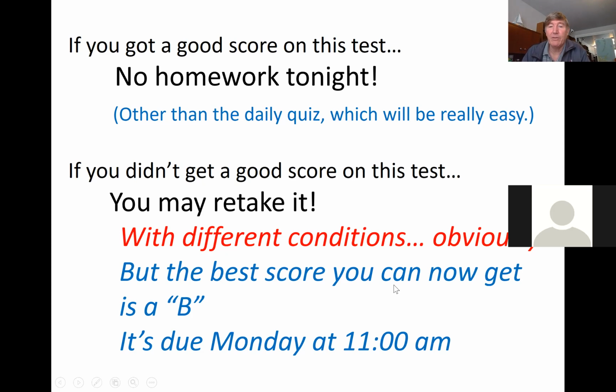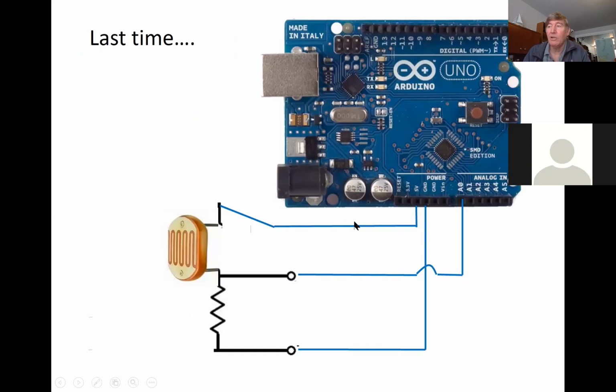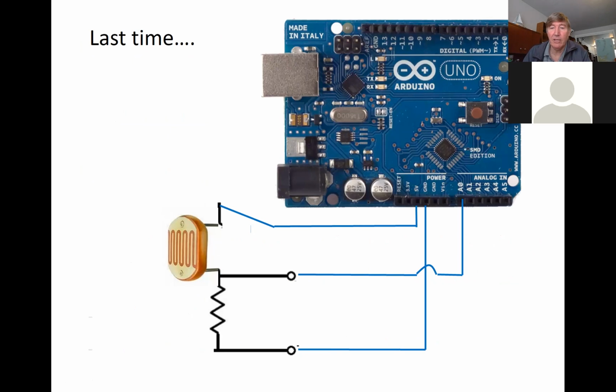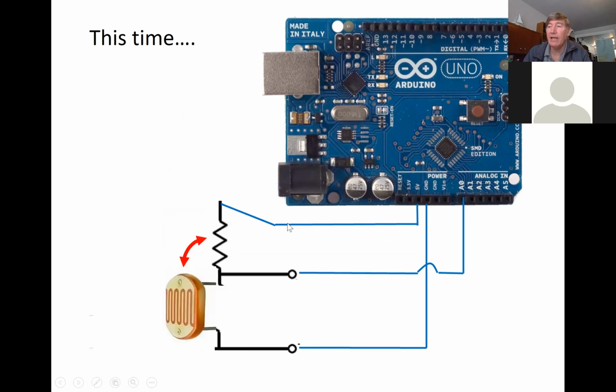Okay, so those of you who got a good score on the test, if you want to cut out now, fine, you won't miss anything. Those of you that think that you didn't get a good score on the test, let's talk about the retake, the makeup test. Let's see what conditions I should give you for that. On the real test we took, the photoresistor was in this position right here. So on the retake, I want to swap it. I'm going to put the photoresistor down here instead of up here.